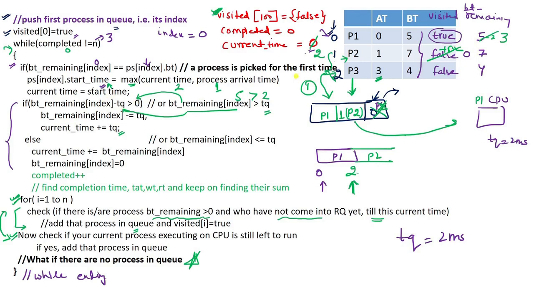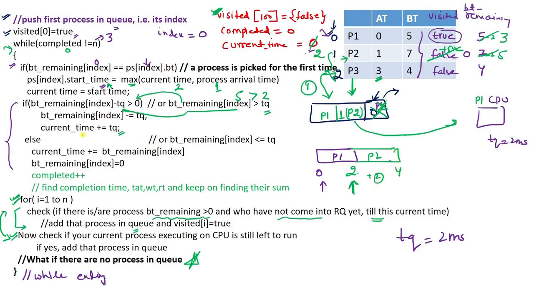7 minus TQ, that is 7 minus 2, it will be 5. 5 is greater than 0. Okay, so come here, just the remaining is subtracted, that is 5. Current time will be changed to what? So 2 plus 2, that is TQ, the amount of time we have run on the CPU. So 2 plus 2, 4.